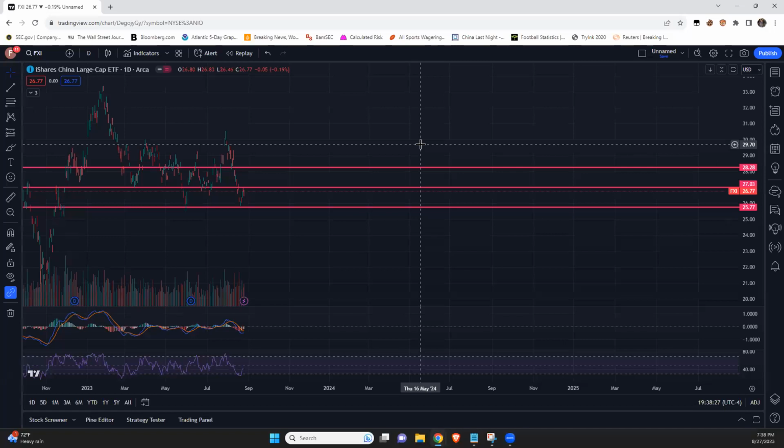So the corrections are extremely harsh, sometimes even worse than the actual move up, right? So you've got to be careful with Chinese stocks, and you've got to take your profits whenever you see them, right? So FXI, I'm going to be watching this very carefully.